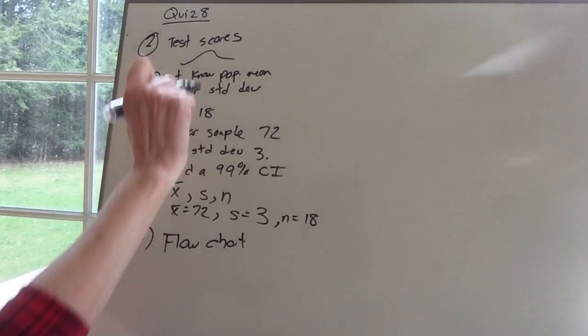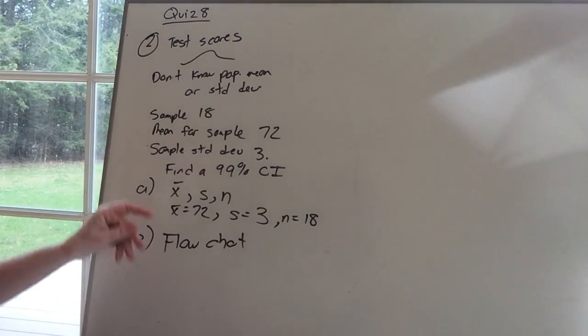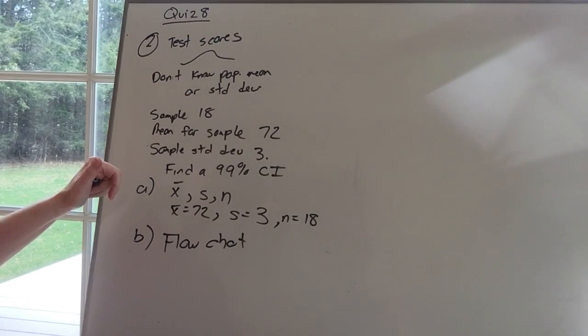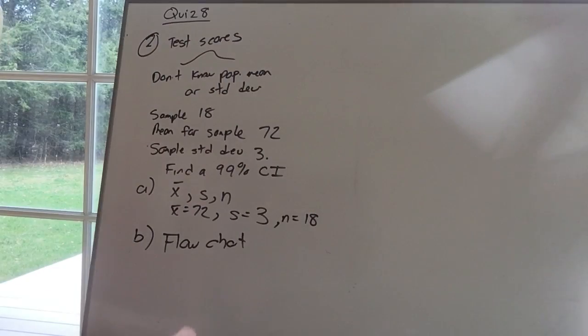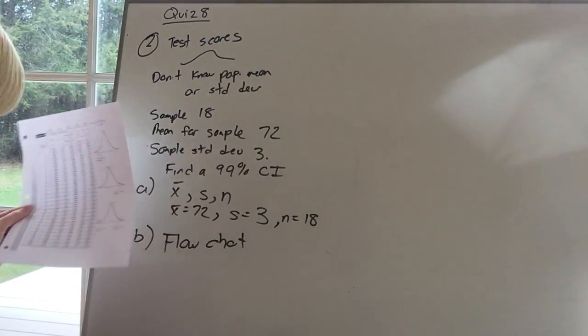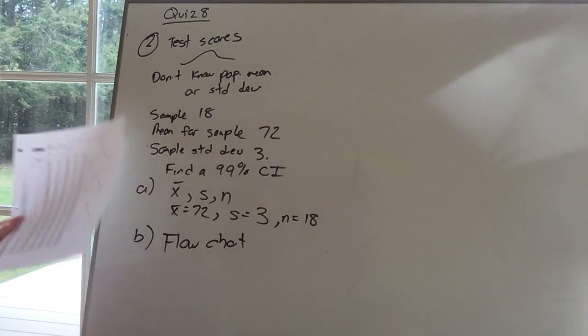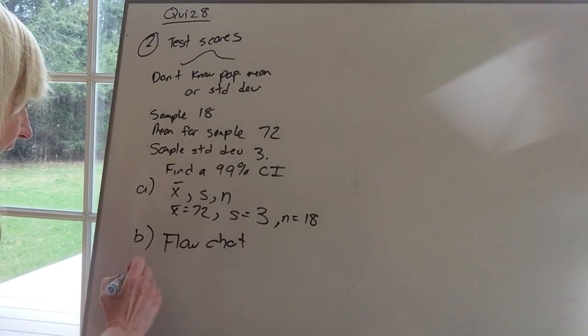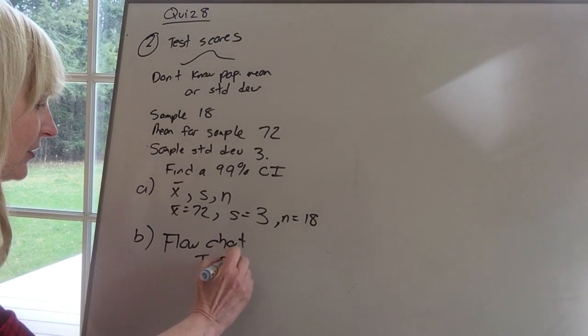So you go to the flowchart, and that pushes you to the right. Then it asks, is the population normally distributed? Yes. If you look, it goes down and says use the T distribution. So this time we're going to use the T distribution.